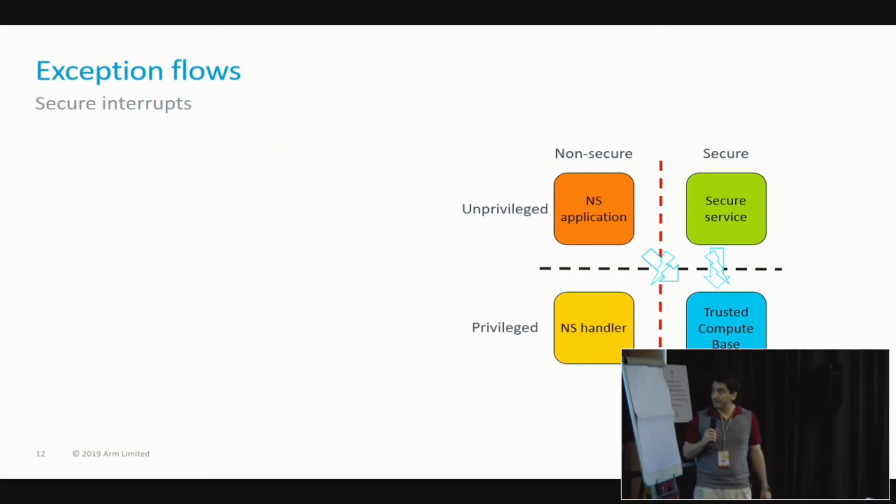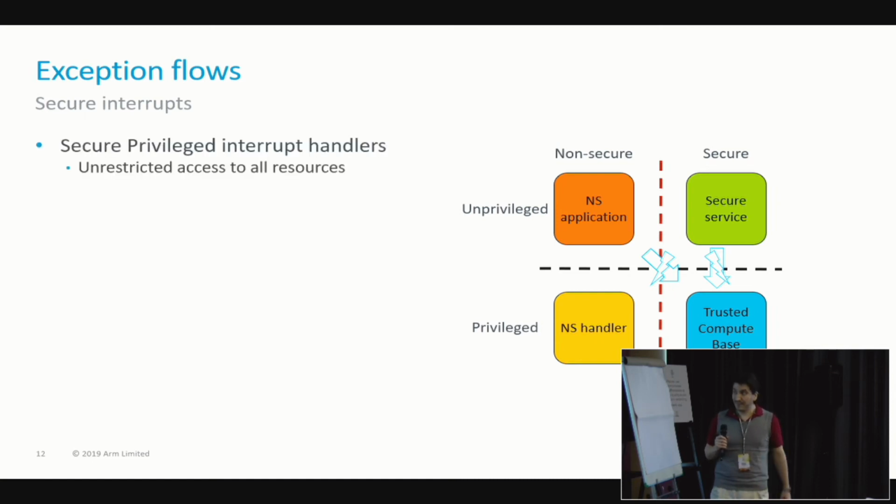Secure interrupts, from a context management aspect, this is more straightforward. It is easier because TFM is anyway the owner of secure privileged code. It's always in the trusted compute base, and state management is therefore treated by Trusted Firmware M anyway. But secure privileged interrupt handlers pose a problem. They have unrestricted access to all secure resources in the system, and that can pose a problem.